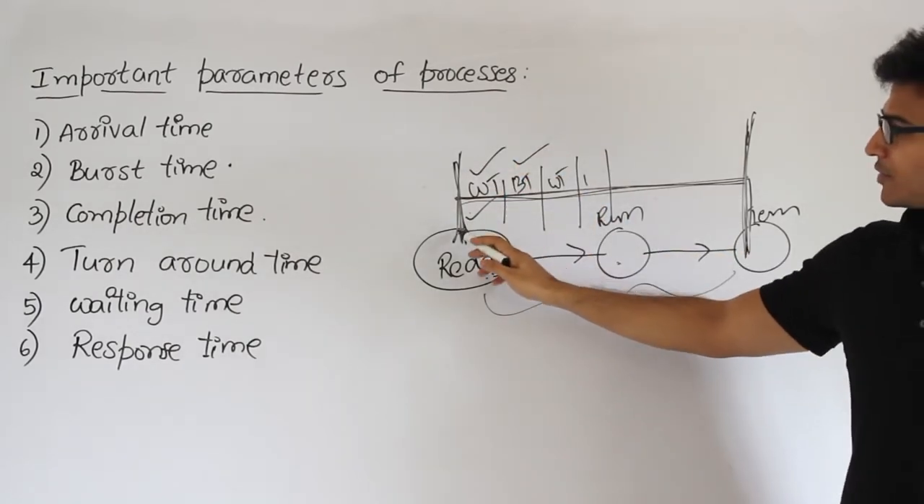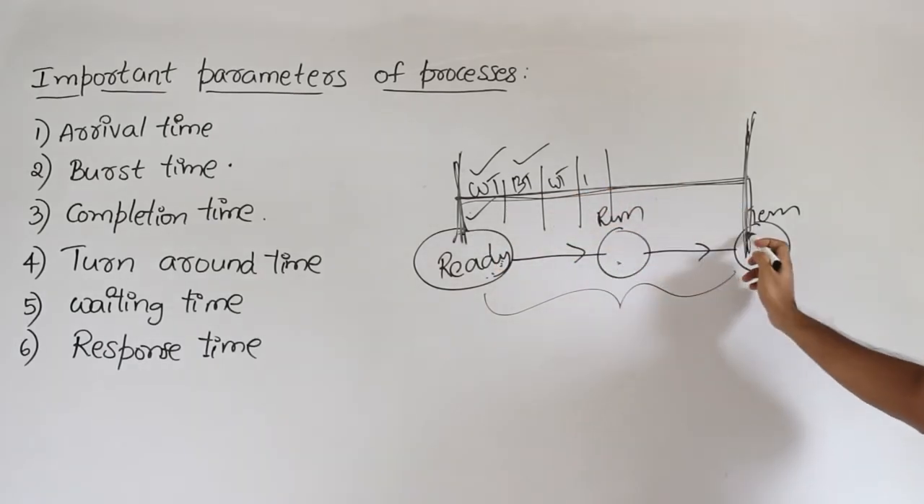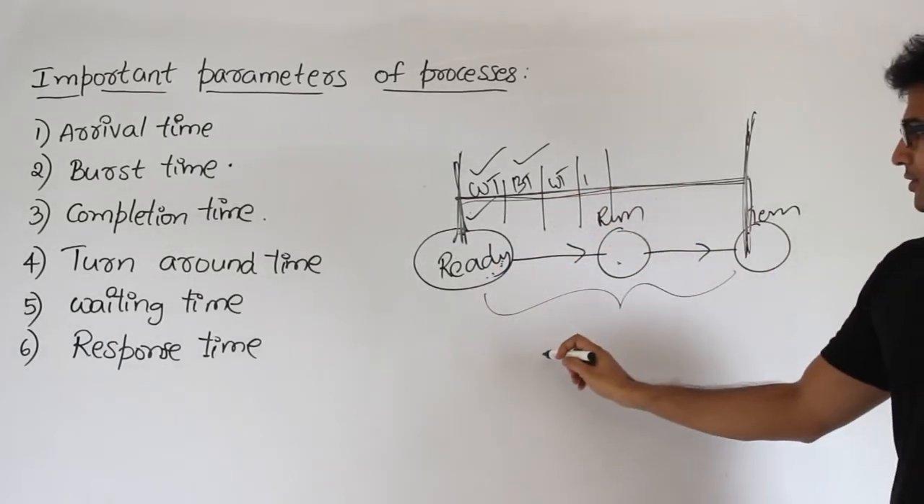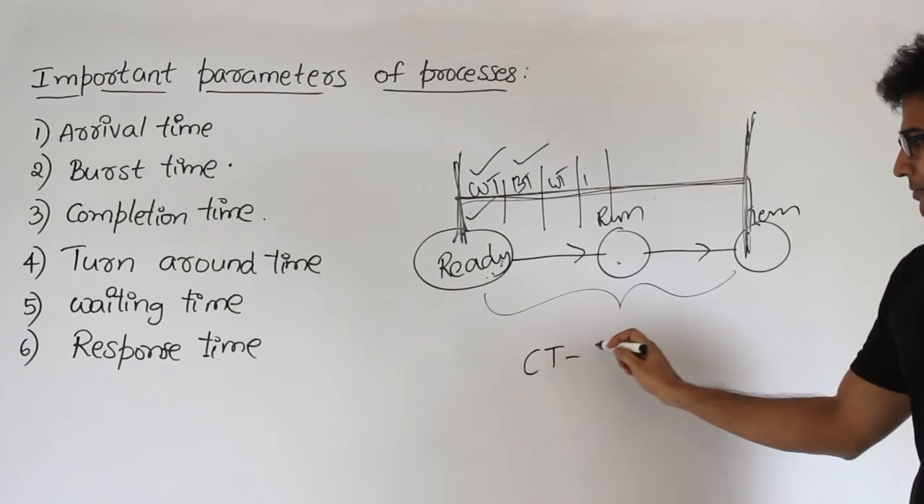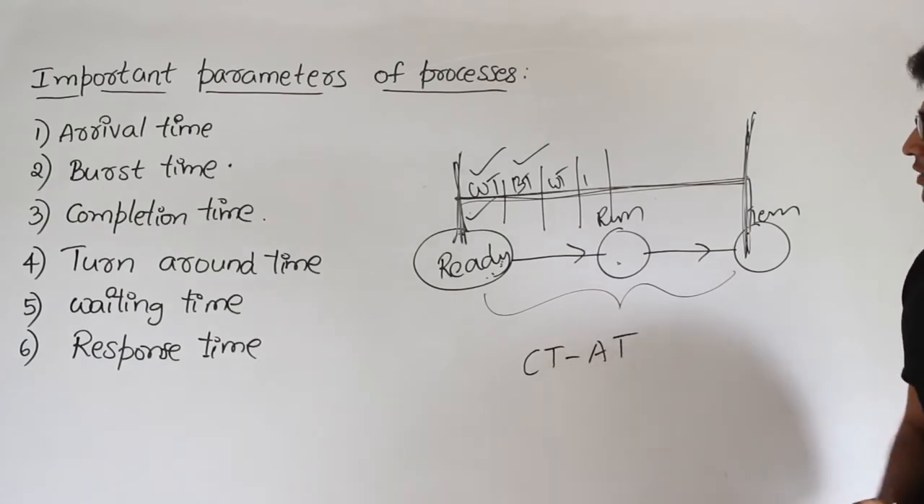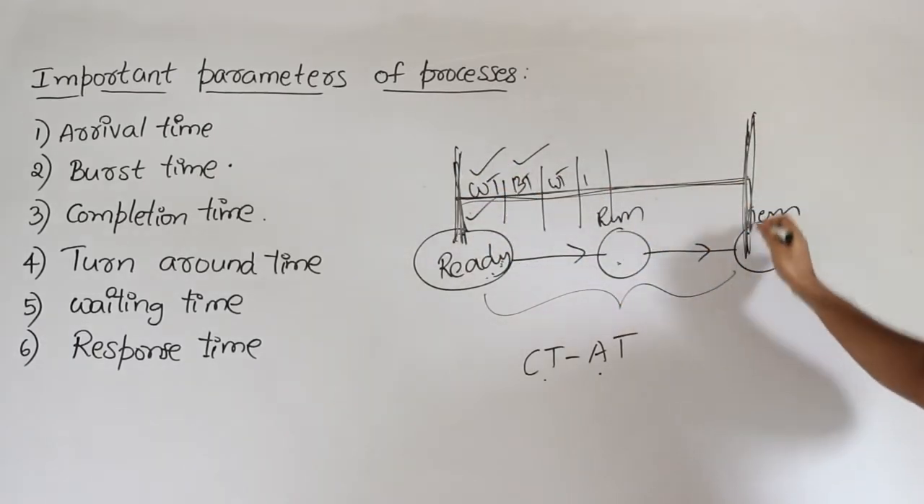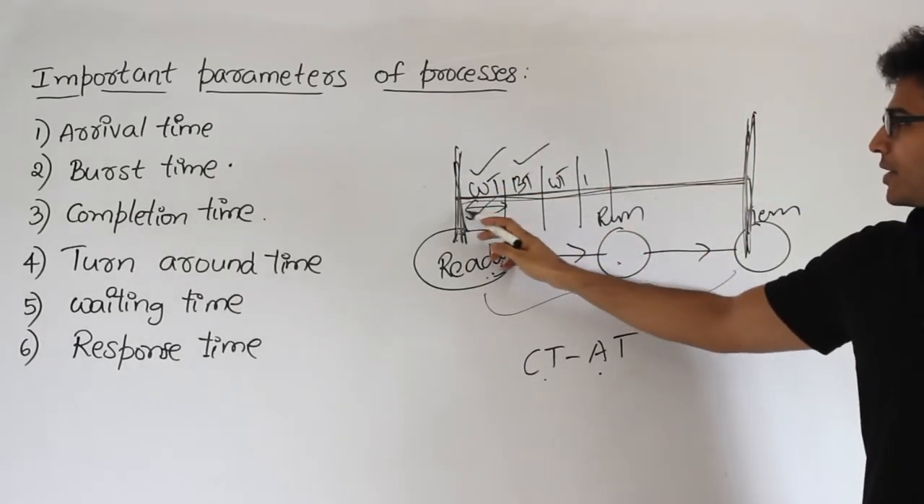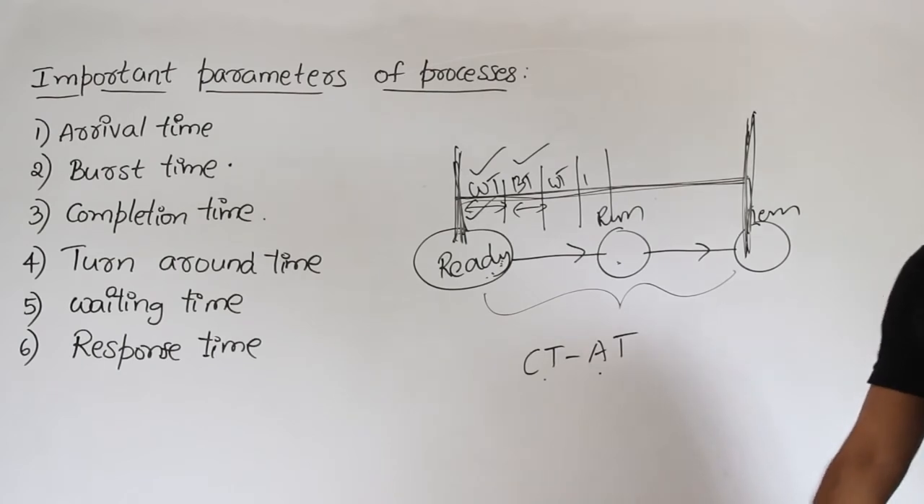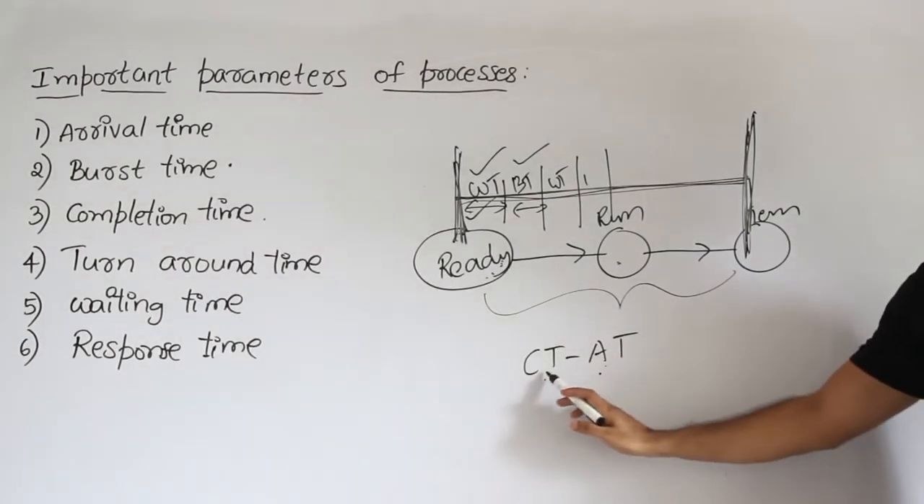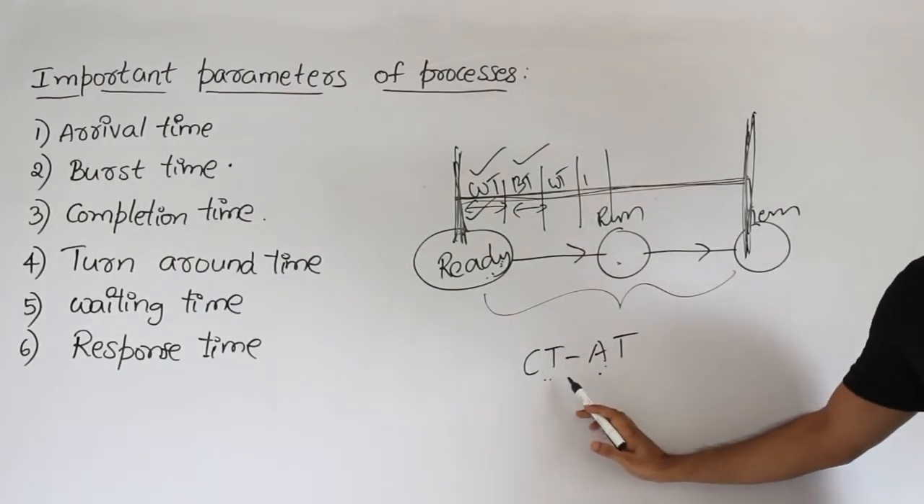Therefore the difference between the arrival time and the completion time is equal to two things, isn't it? Completion time minus arrival time. One more thing: completion time and arrival time are points in time, and waiting time and burst time are durations in time, right? So when I take the difference between two points in time, I get the duration, isn't it?